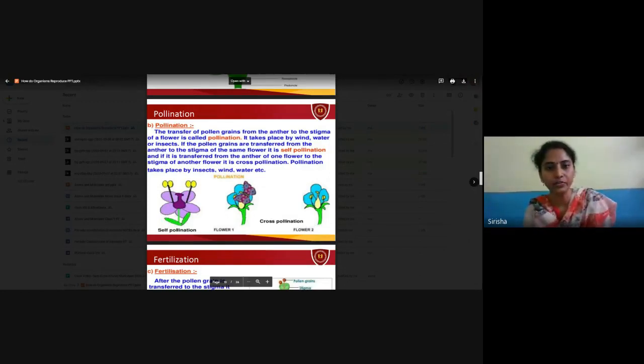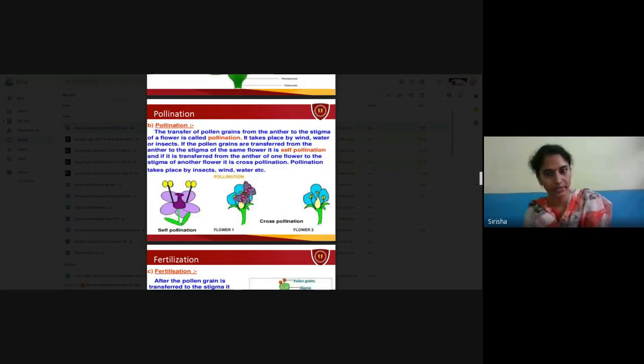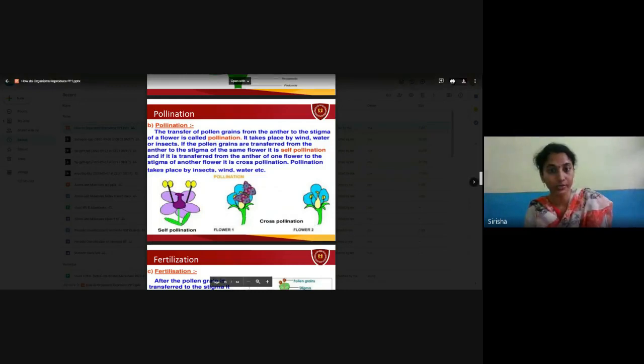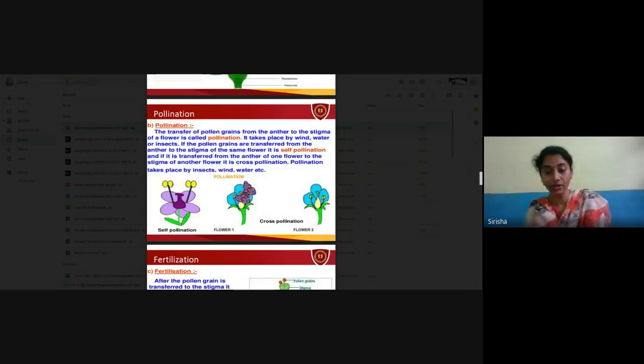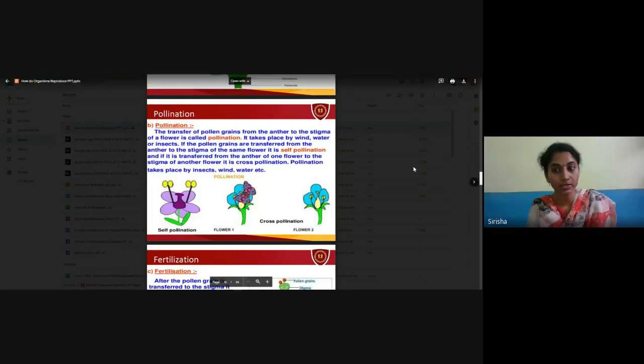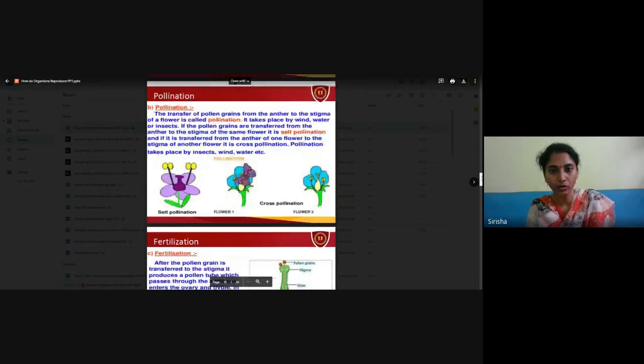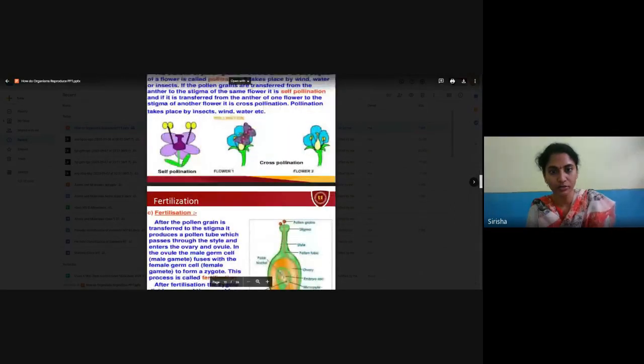If the pollen grains are transferred from the anther to the stigma of the same flower, which we have seen now, this is called self-pollination. It happens between flowers also. From one flower to the stigma of another flower, it is called cross-pollination. Pollination takes place by insects, wind and water. See here, insects, butterflies, dragonflies, all these carry pollen grains from the anther to the stigma.